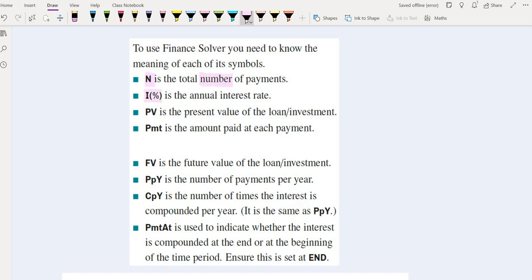I, and I is in percentages, is the annual interest rate. The key here is that it's the annual interest rate, not monthly or quarterly. And PV stands for present value, so how much the investment is like at that time. And PMT stands for payment, so how much amount is paid every time you make a payment.